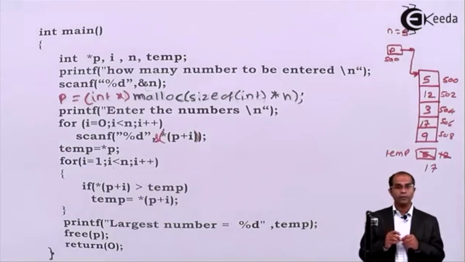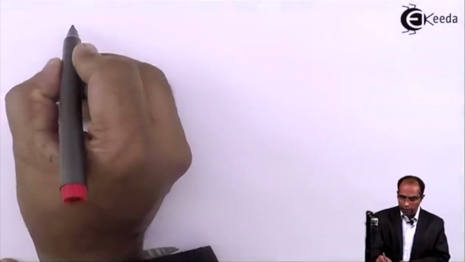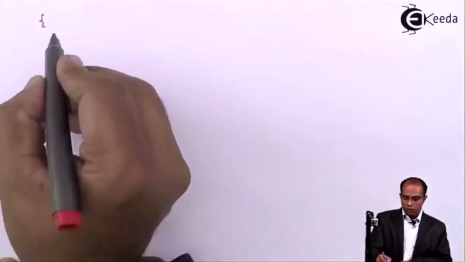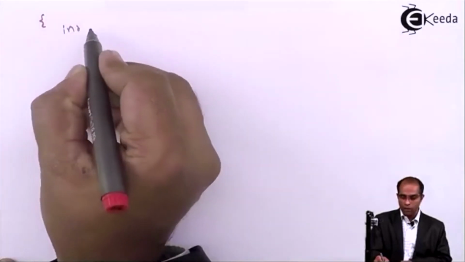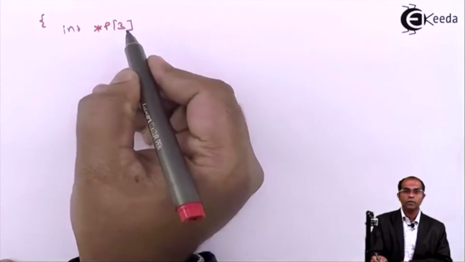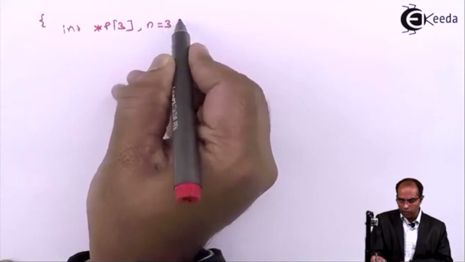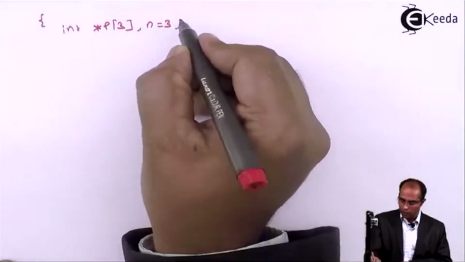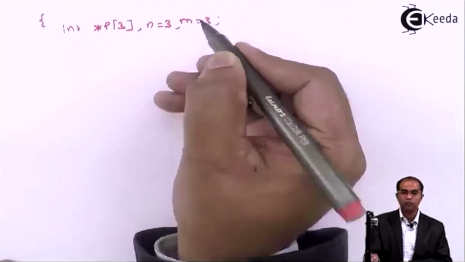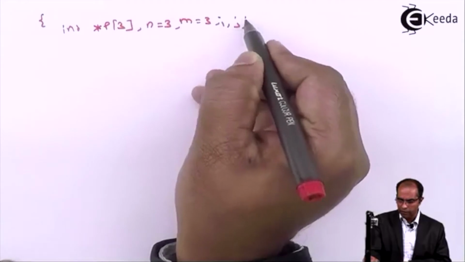This is how we create a one-dimensional array. What if I have to create a two-dimensional array? Let's see an example to illustrate a two-dimensional array. So let's say a two-dimensional array as int *p[3]. I'll believe that there are 3 rows and 3 columns, so I'll say n = 3. If you wish, you can say m = 3 also. Apart from this, I'll use the variables i and j.